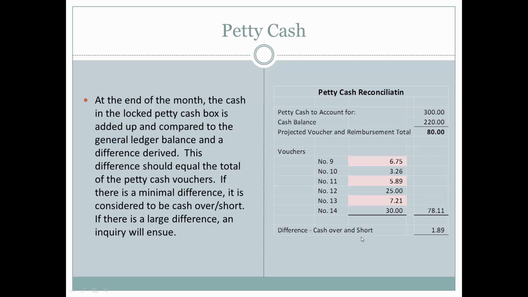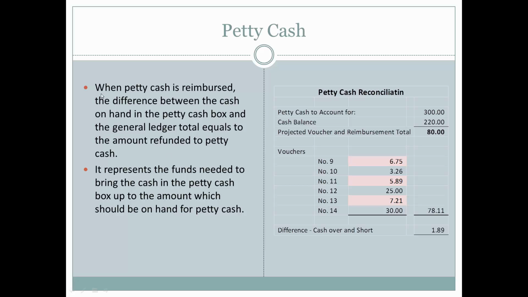So there's a difference, cash over and short, of $1.89. If there is a minimal difference, it is considered to be cash over and short. However, if there's a large difference, an inquiry will ensue, especially if there's a consistent difference of $5, $10. People will be concerned that things are not being recorded, or because it's a box full of cash, and cash is pretty anonymous, that somebody's walking off with $5 and $10.